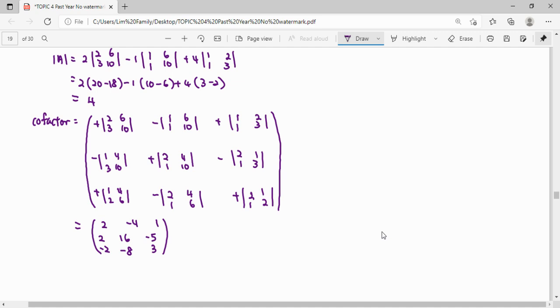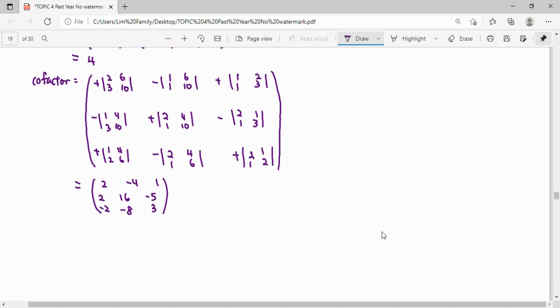Then only we can find our adjoint. Our adjoint is found by the cofactor transpose. We will change the first row to become the first column. So this is my first row, this is my second row, and this is my third row. This is how we get our cofactor.